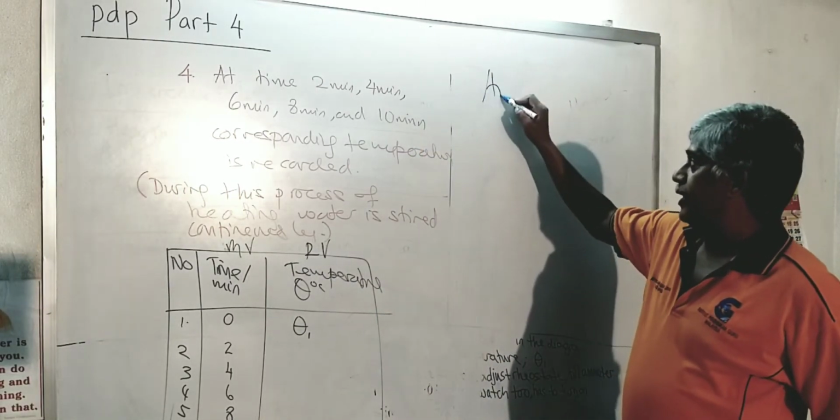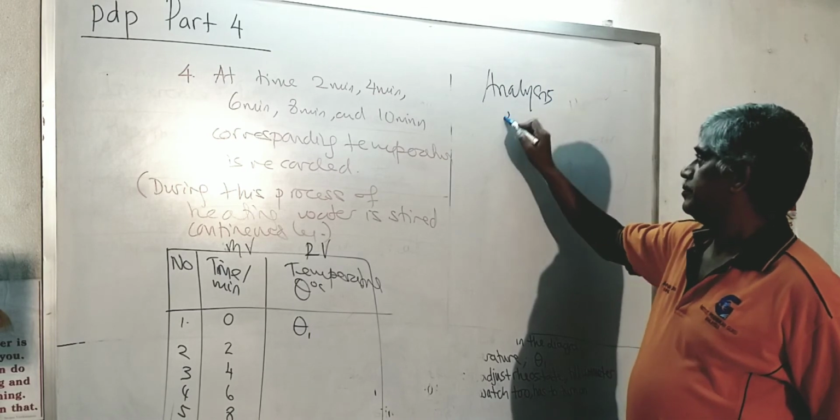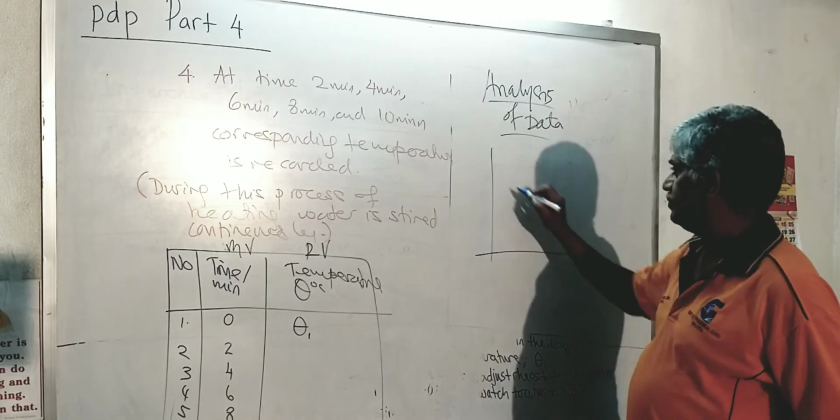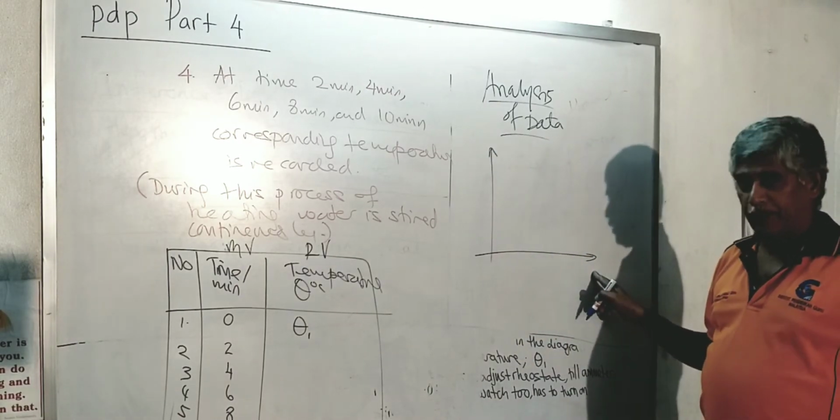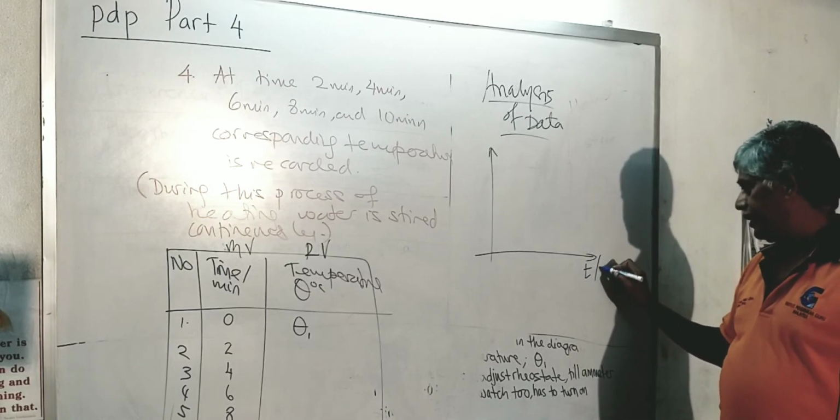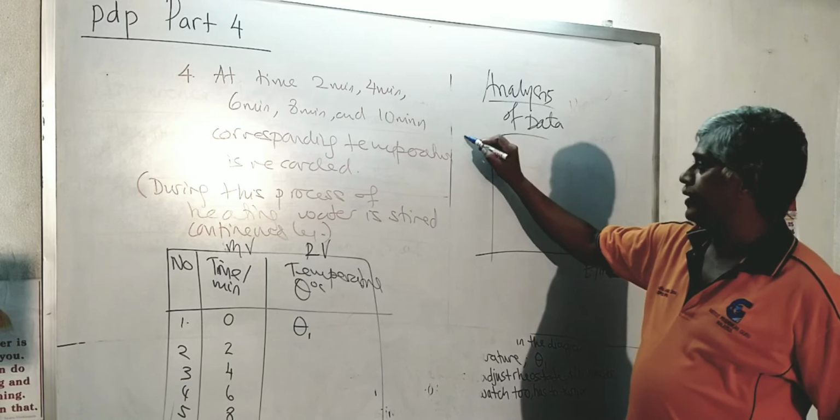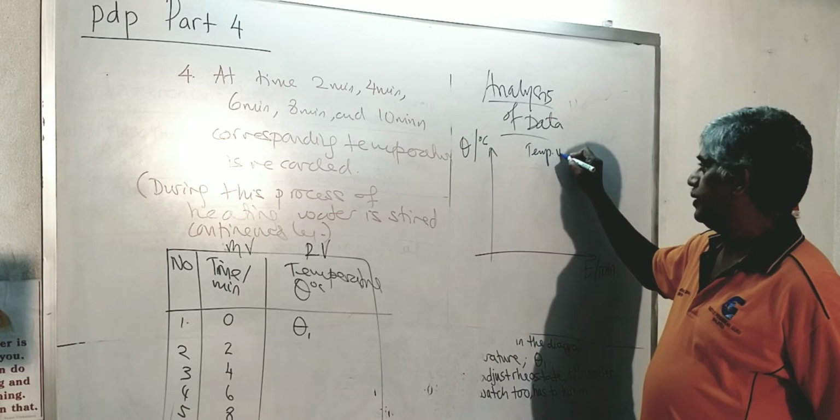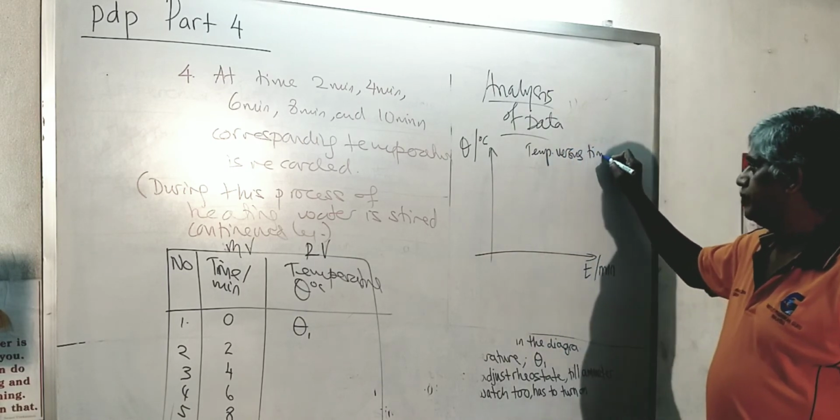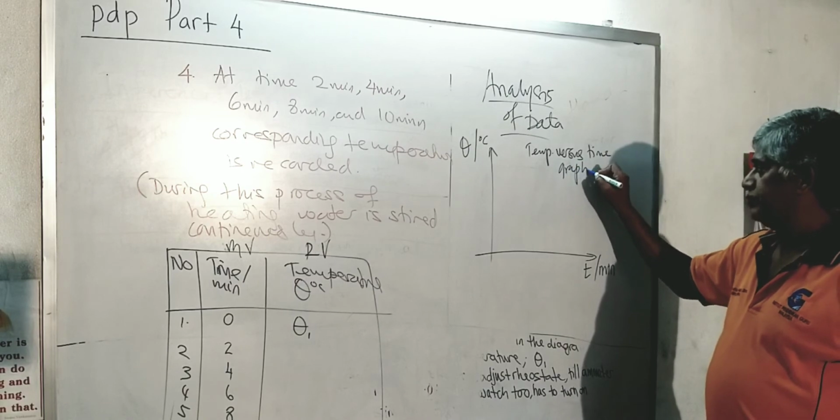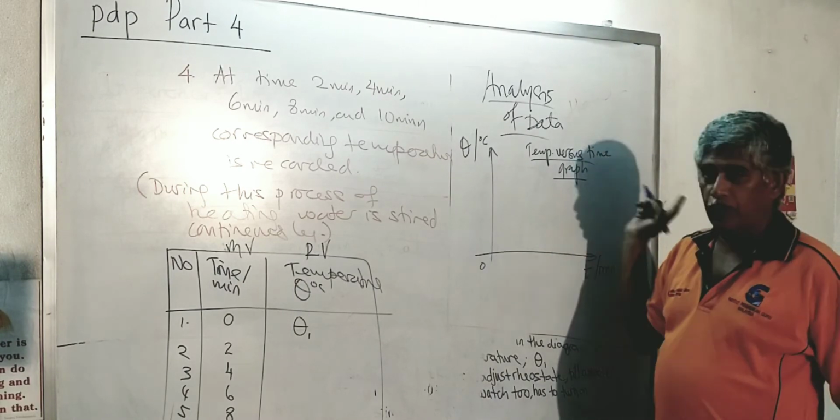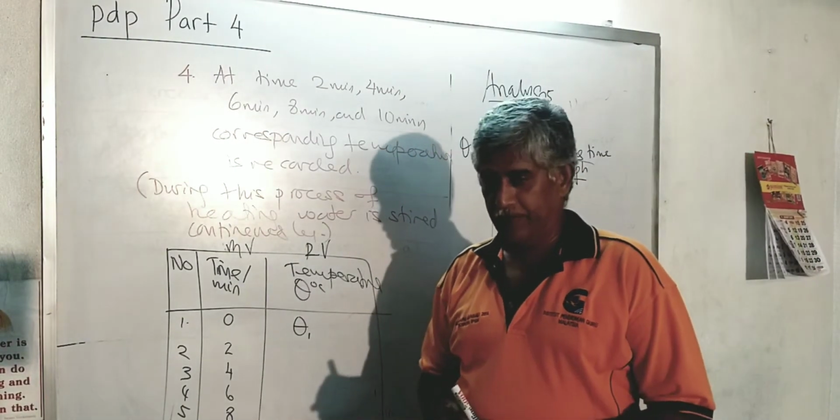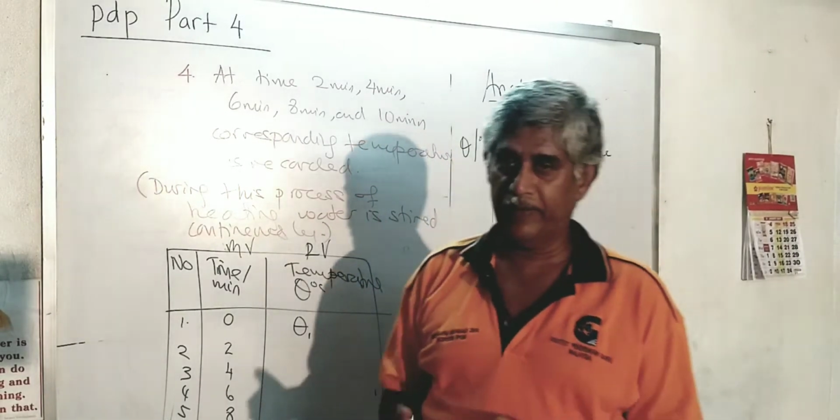So analysis of data, it's very simple. You just plot a graph. Usually this is the manipulated variable, so time in minutes, and temperature in degrees Celsius. So you write temperature versus time graph. Here you don't need to draw the graph, you are just telling the examiner how you are going to analyze the temperature with time. So as I said, it's a very simple experiment, okay.